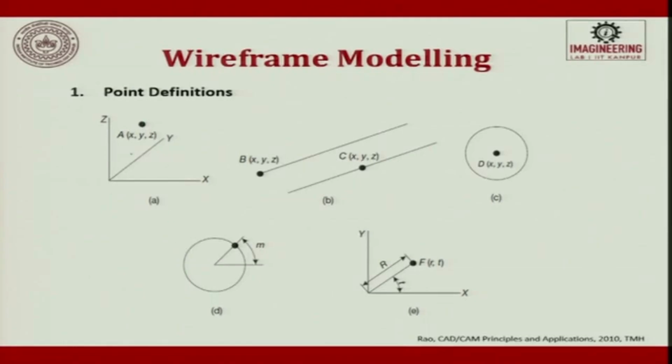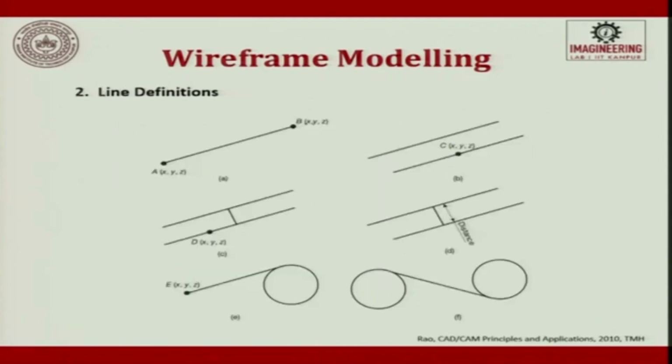So, now let us see how to define a point. A point can be defined in an xy plane, or you can define xyz, and you can say parallel to this line draw a point. You can try to draw a point at the center of a circle. You can try to draw a point on the circumference of a circle. You can try to draw a point and then also tell what is its displacement from the origin and at what angle it is moved out. So, these are all different ways of defining a point in wireframe model.